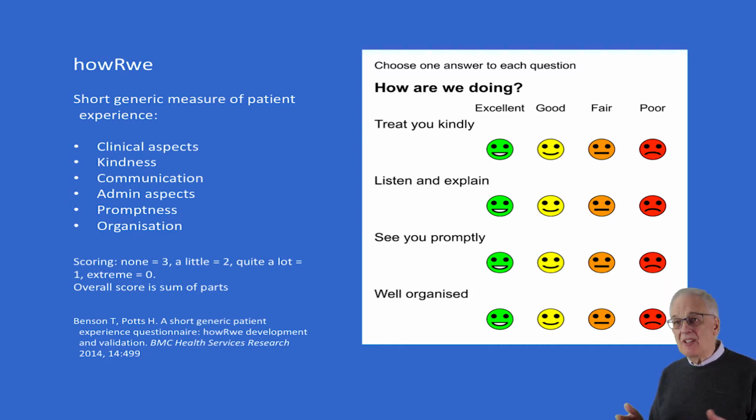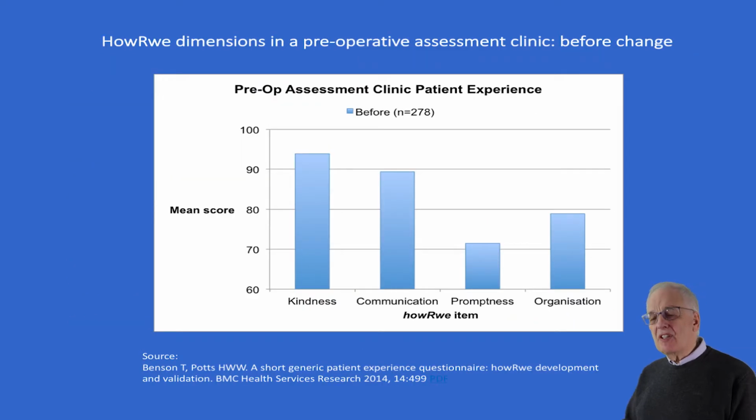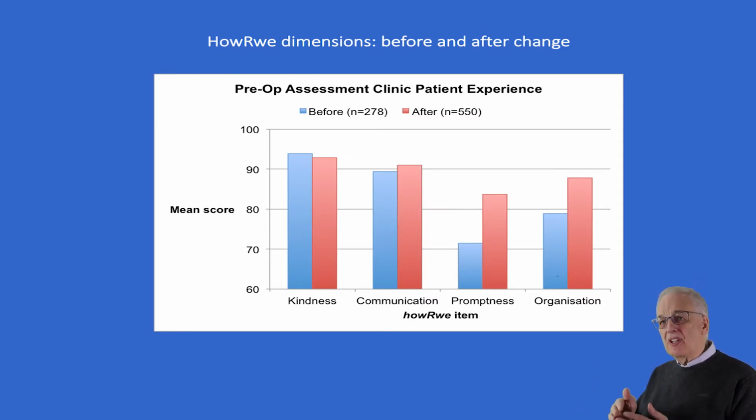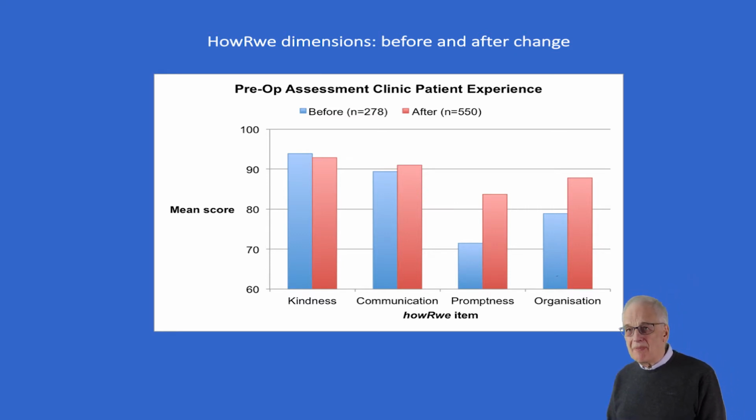And the scoring system again is quite similar to the others. This is an example of a before and after. So this slide shows that the promptness and organisation of this particular organisation was not quite as good as the level of kindness and communication. But after we change it, on the next slide, after some changes, the promptness and organisation improved substantially, while the clinical aspects in kindness and communication stayed much the same.